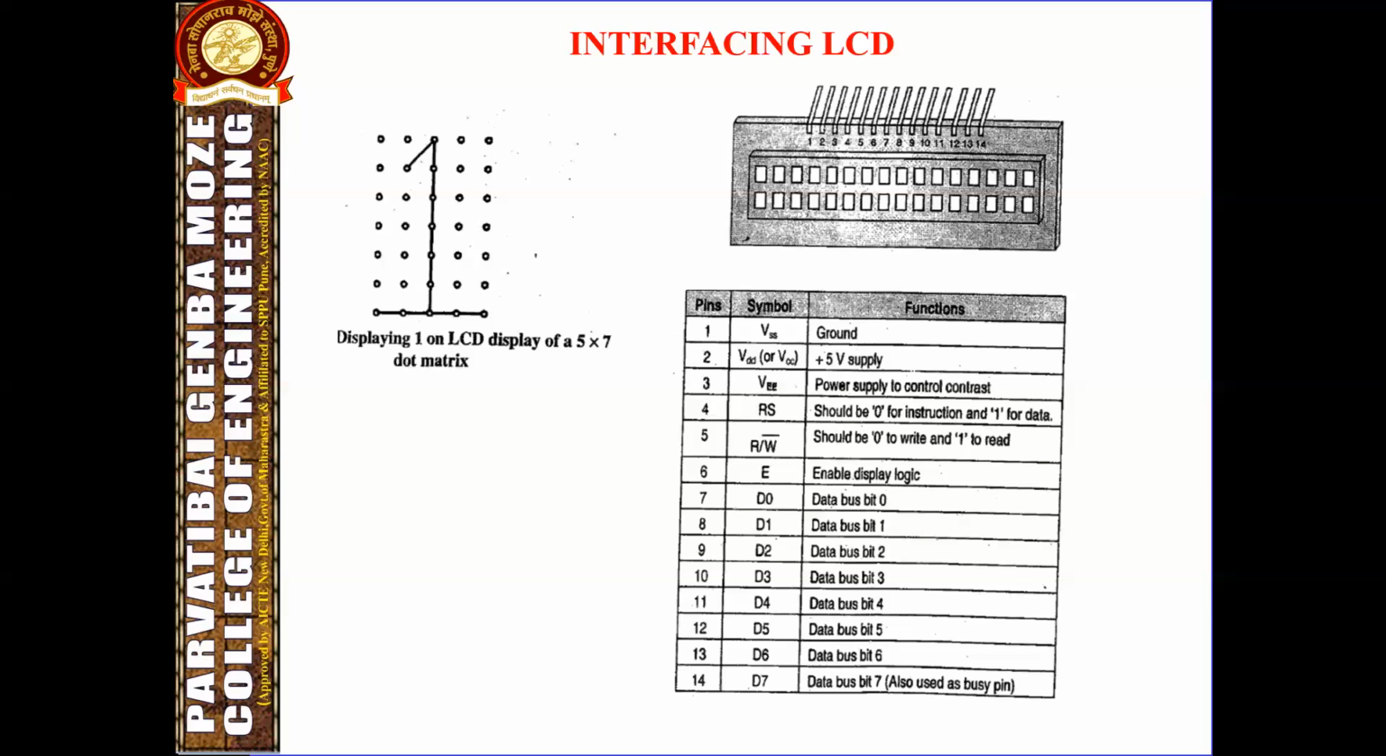To clear the display, we have to give the code. First, we have to keep RS equal to 0. RS equal to 0 means the command register is selected. Here we are writing the command, so for writing purpose we have to keep R by W bar at 0. Then the code is 0000 0001, DB0 should be 1. So it clears the entire display and sets the display data RAM to the address 0.